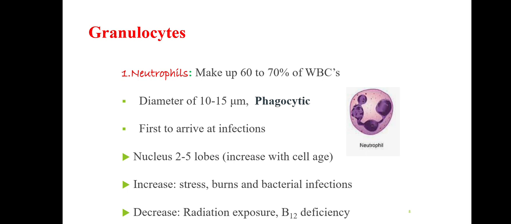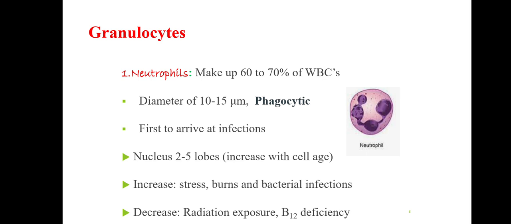What is unique about the neutrophils? Please take note of this, even in pathology at third year level when you start learning inflammation. In the inflammation process, the first type of white blood cell to arrive at the site of infection is the neutrophil. These are the first ones to arrive at the site of infection.